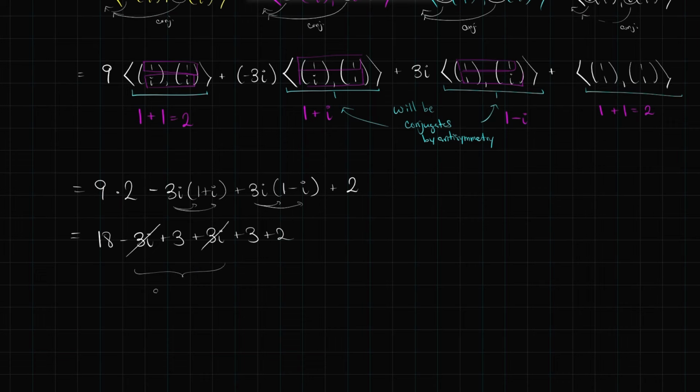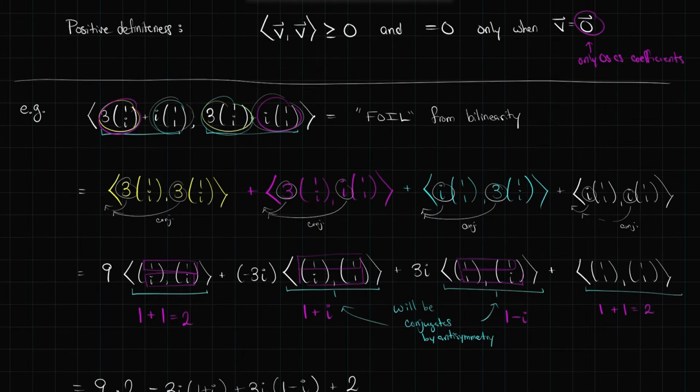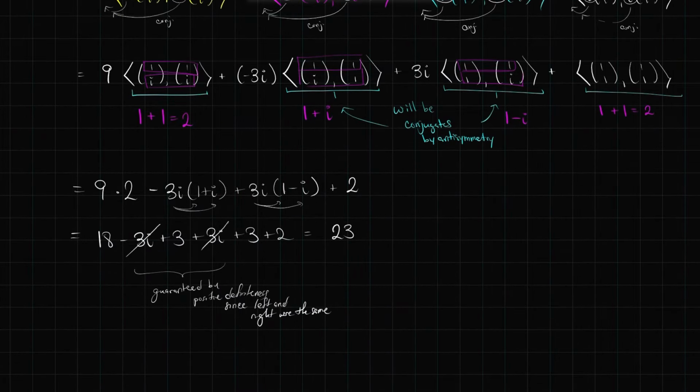This is guaranteed by positive definiteness, since left and right were the same in the first case. And so what I'm left with is 18 plus 2 plus 3. I'm left with 23. So that's one way of using all of these nice properties to make my life a little bit easier when computing inner products.